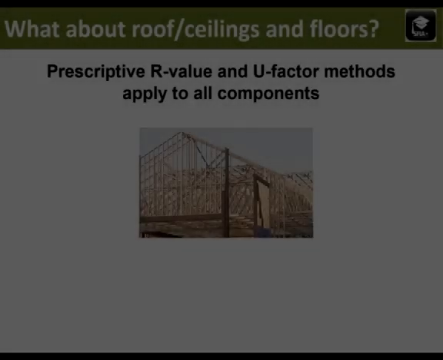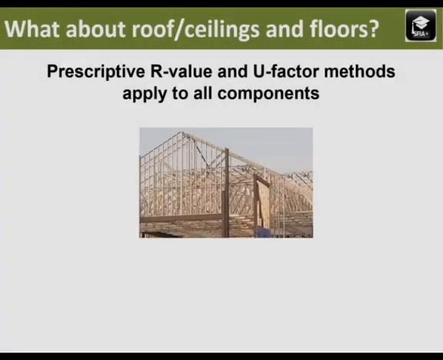Although we've limited our examples to use of the prescriptive options for walls, the approach for roof, ceiling, and floor assemblies is identical. Look up the climate zone, find the R value or U factor in the appropriate table, and select or verify that your assembly or components are equivalent to or exceed those requirements.